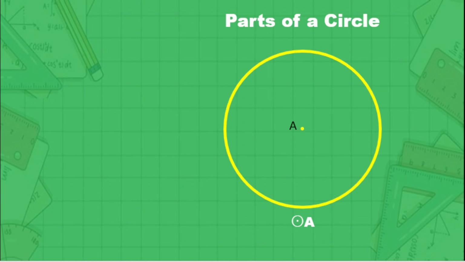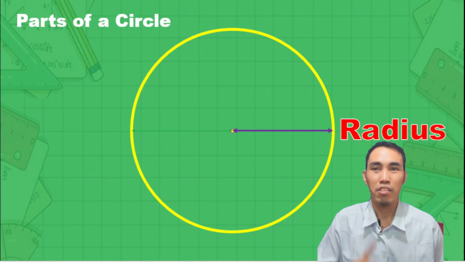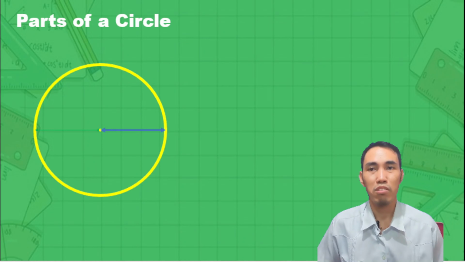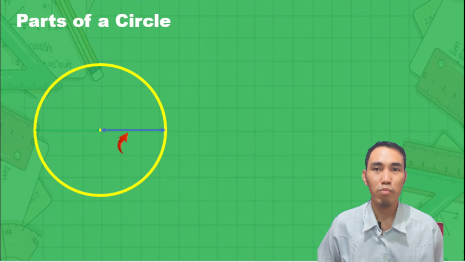Next, we have the distance that we use to draw all the equidistant points to form the circle. That distance is called the radius. Even though you can draw as many radius lines as you want, a circle has only one radius dimension, since it's the same length no matter where you draw it.